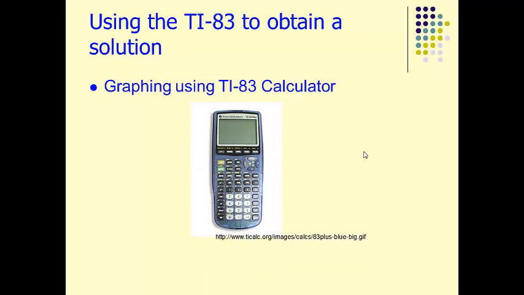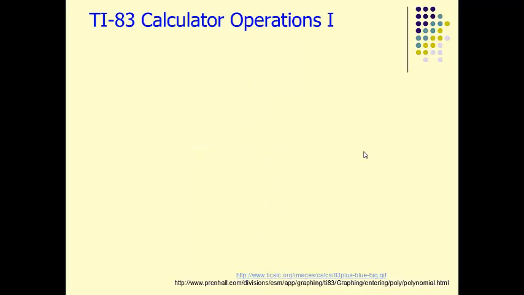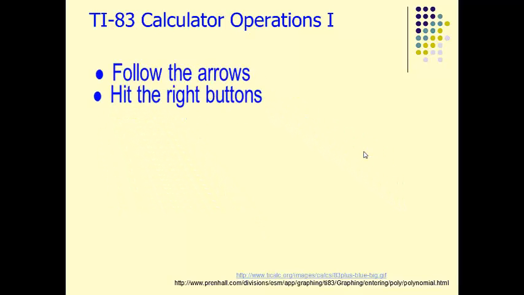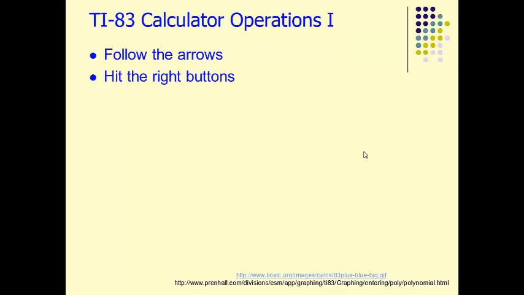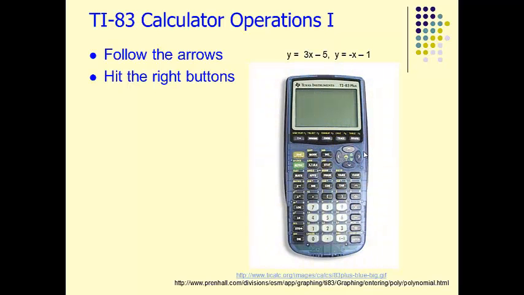Here's an example of a TI-83 graphing calculator. Now there are many examples and many models out there, so if yours looks slightly different, don't worry. They all work the same on the inside. So the first thing you're going to want to do is follow the arrows and hit the right buttons. So here's our graphing calculator, and here are our two linear equations, or our system of linear equations: y equals 3x minus 5 and y equals minus x minus 1.